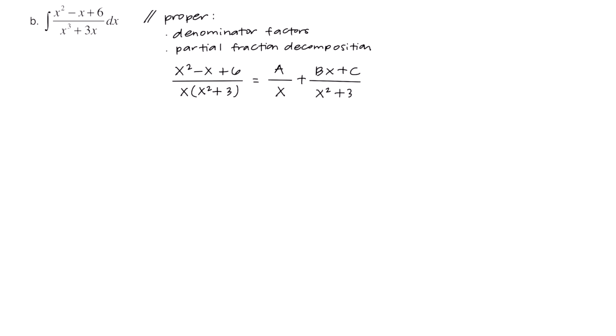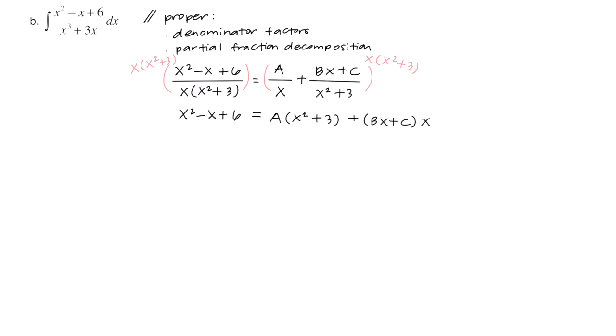Next step, we multiply both sides of this equation by x times the quantity x squared plus 3. On this side, the entire denominator gets canceled out, so all you have left is the numerator. Over here, we distribute this to both terms. When we multiply the first fraction by this expression, the x's cancel, so all that's left is A times this quantity. When we multiply the second fraction, the x squared plus 3 cancels, so we're left with Bx plus C times x.